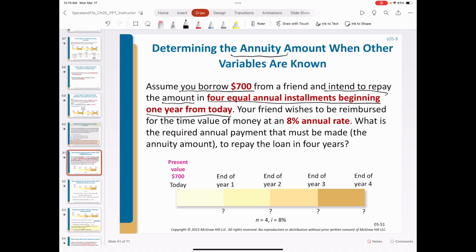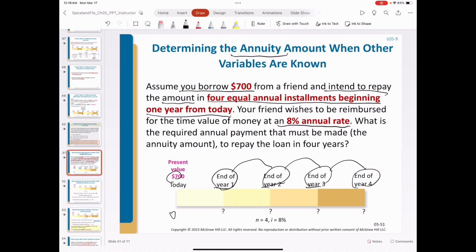Based on this description, we know $700 was borrowed at time 0. Then you repay in 4 equal annual payments in the next 4 years. The first installment starts at the end of year 1. Second, third, fourth. So these repayments are an annuity. Interest is 8%. Since the payments are made every year, we assume the interest is compounded annually. And 700 is the present value of this ordinary annuity.